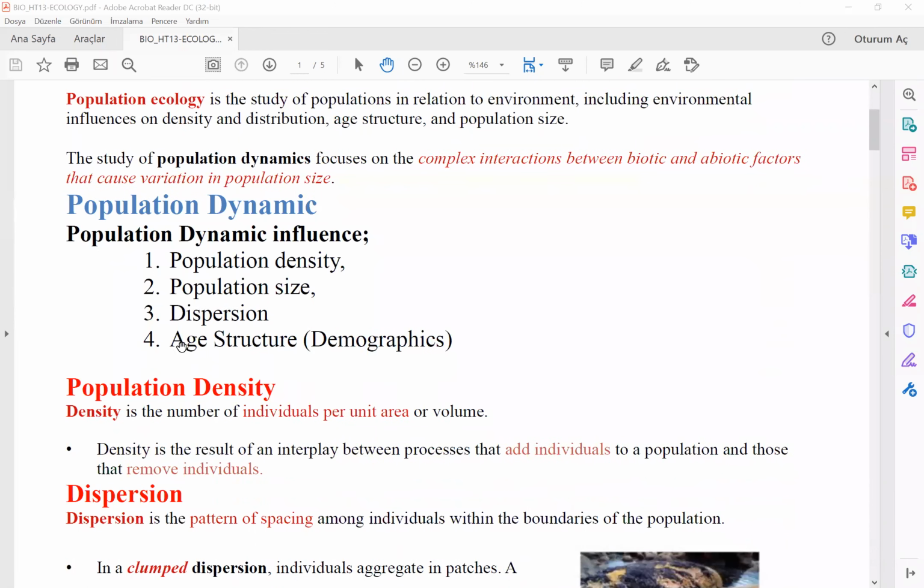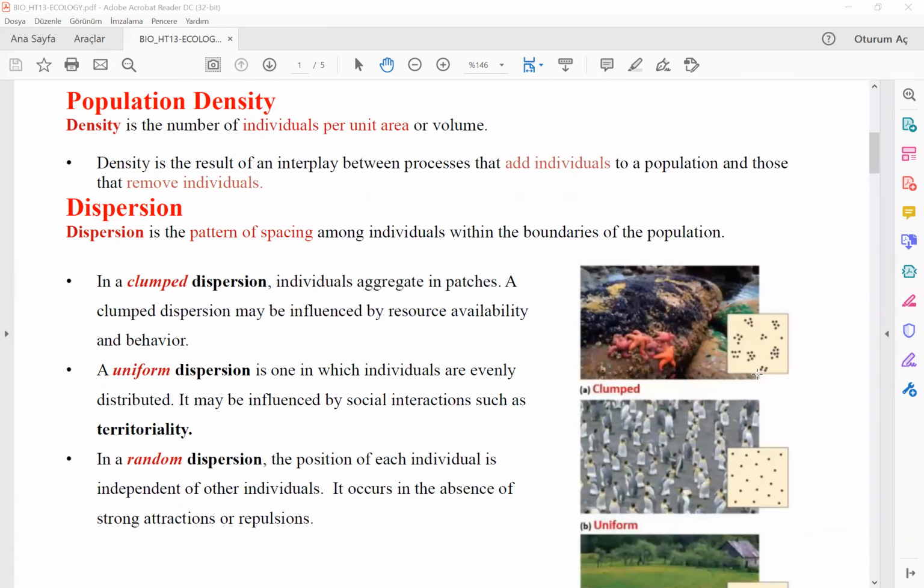Okay, let me start with population density. What is population density? It means the number of individuals per unit area or volume. For example, in an aquatic system, we can measure it as a volume, such as the number of fish of the same species in one cubic kilometer of volume. Density is the result of the interplay between processes that add individuals to a population and those that remove individuals.